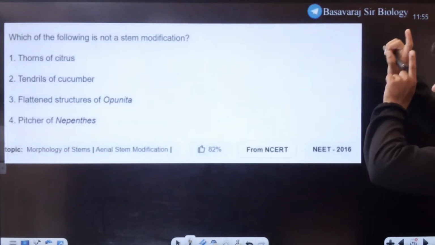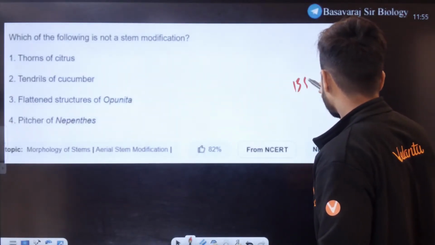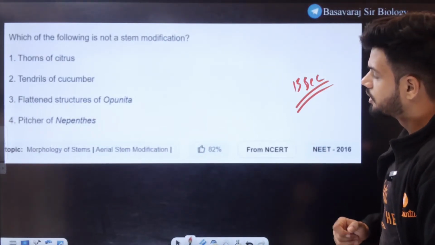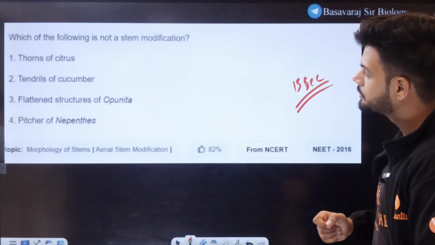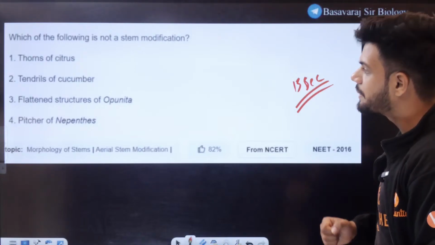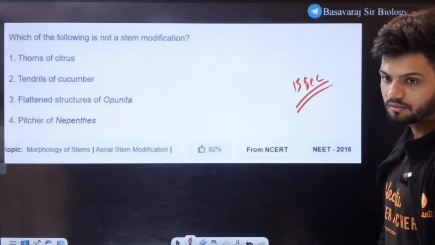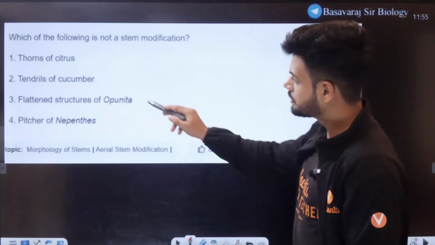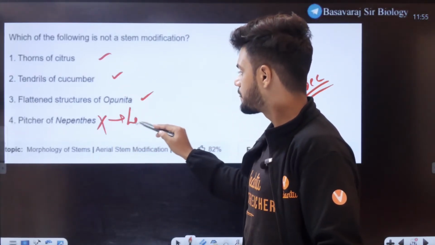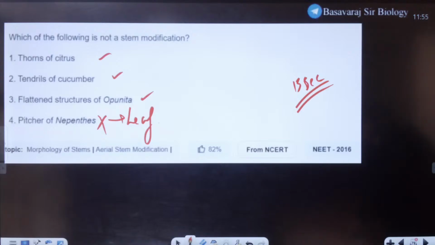I want the answer to this question in 15 seconds. Which of the following is not a stem modification? Thorns of cactus, tendrils of cucumber, flattened structure of Opuntia, pitcher of Nepenthes. Nepenthes is your pitcher plant. See, Opuntia is stem. Pitcher plant is a leaf modification. Okay. It is a leaf modification.